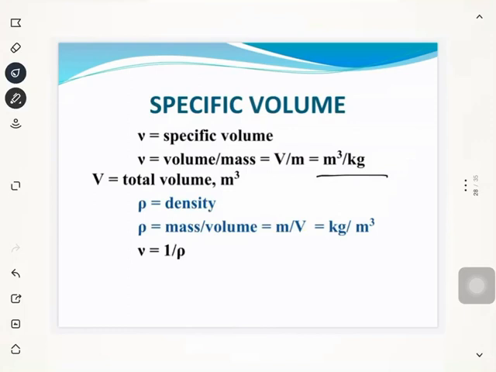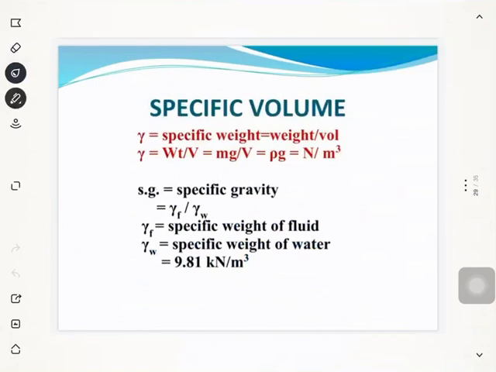So if you get the reciprocal of the specific volume, you have the density, wherein the density is mass per unit volume. This is kilogram per cubic meter. So this is v equals 1 over rho. Okay.